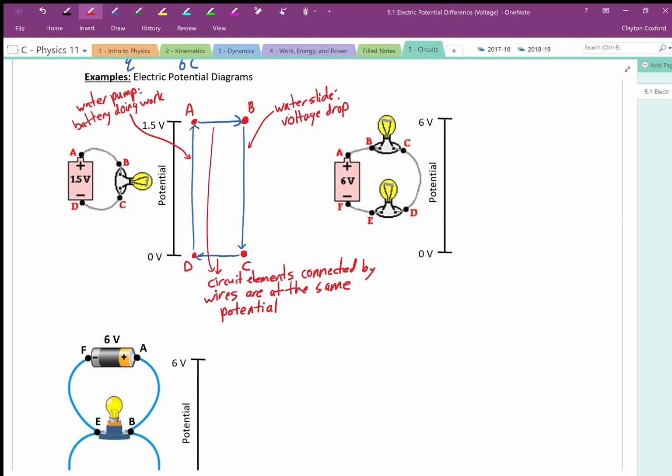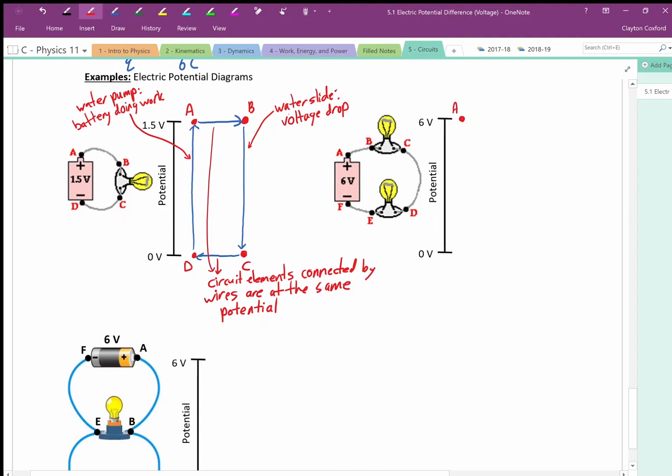We'll look in more detail at series and parallel circuits in a future section, but we'll look at this simple series circuit where we have two light bulbs connected together. There's only a single path for the charges to flow, so that's going to make things a little bit easier here. So first, let's start at the location that has the highest potential, and that's here at the top of the battery.